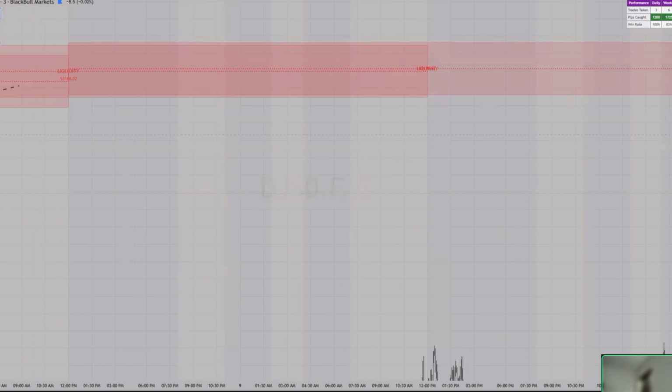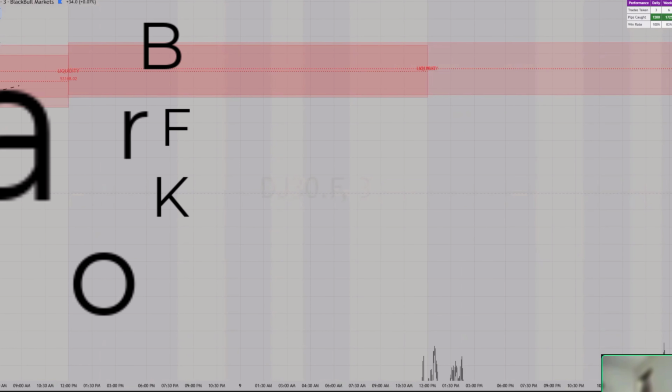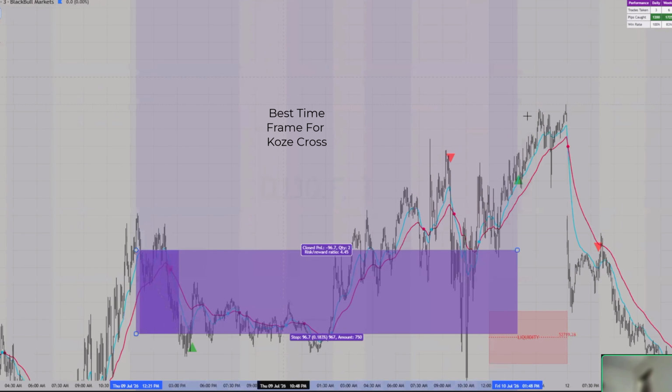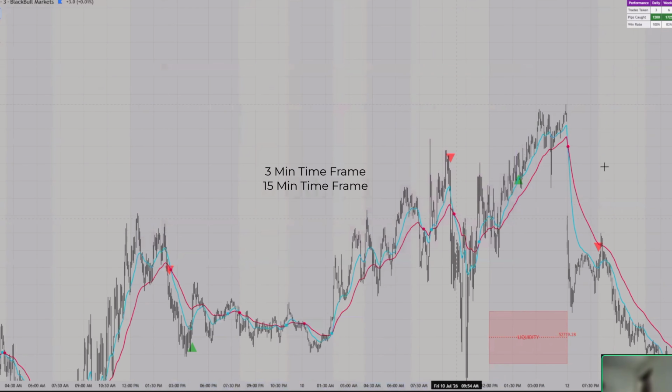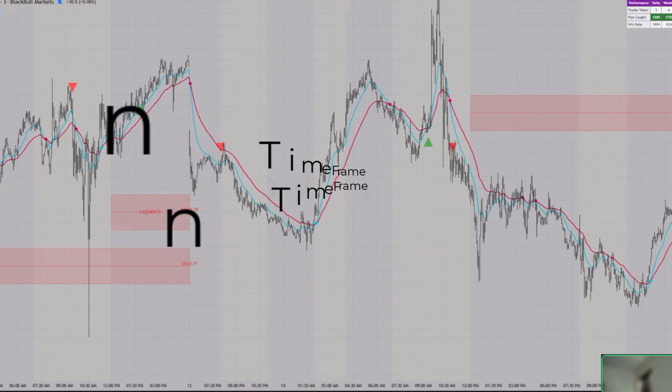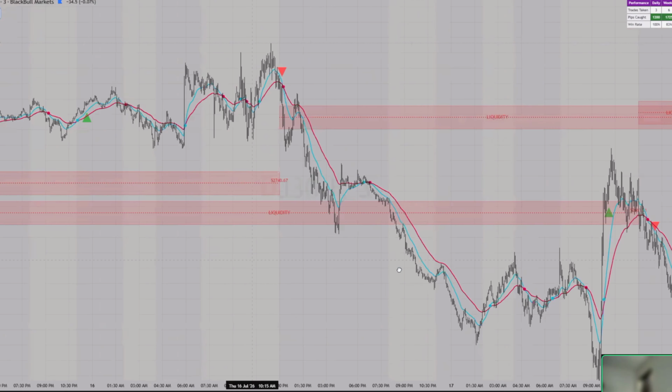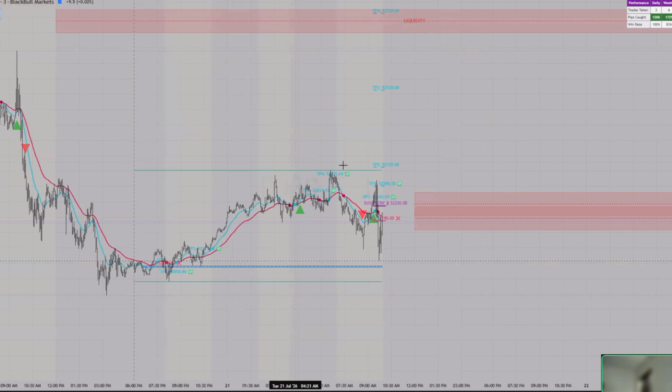So I think we have a few questions. What is the best time frame for Koze Cross? So Koze Cross, the best time frame right now is going to be that 3 minutes. I'm just going to remove all of my drawings so we can see the market again. It's going to be the 3 minute, and the 15 minute are the two most profitable at the moment for Koze Cross.